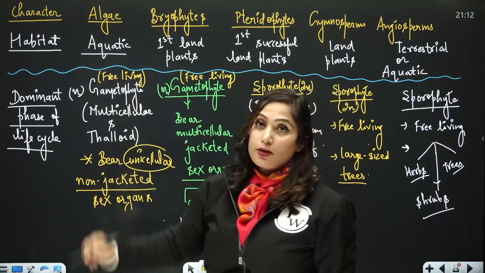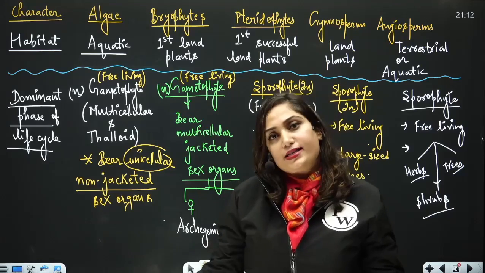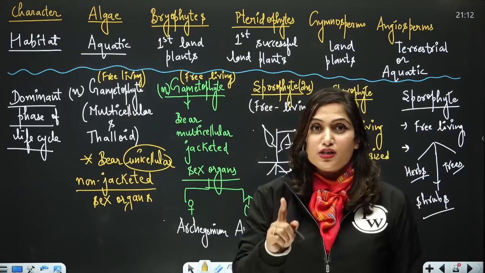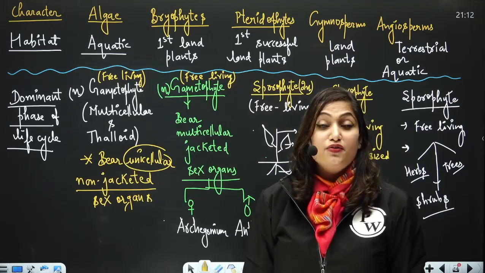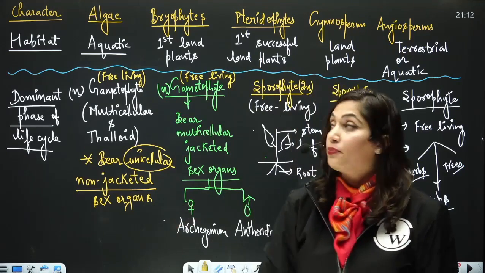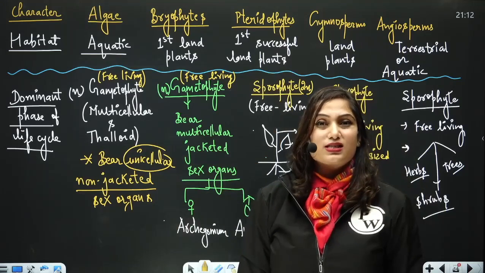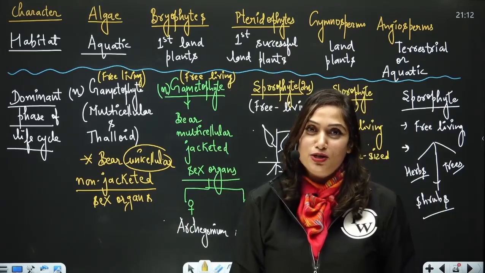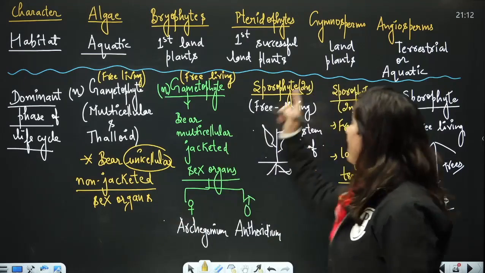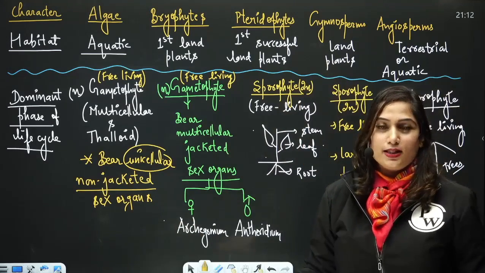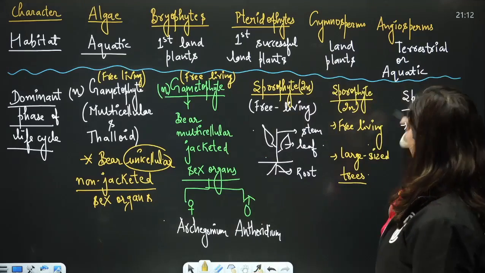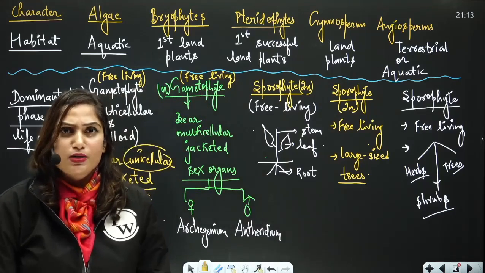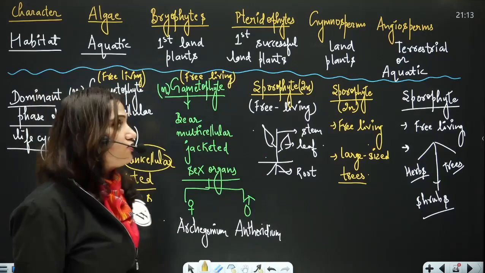So let's first compare the habitat. Algae is aquatic. It is mostly found in water. Bryophytes are the first terrestrial plants. They are the first plants to come on land. Pteridophytes are called the first successful land plants because they have successfully established themselves on the soil habitat. Gymnosperms are all terrestrial. They all are land plants. Angiosperms can be terrestrial or aquatic. You must have heard that some of the angiosperms are hydrophytes like lotus and so on.